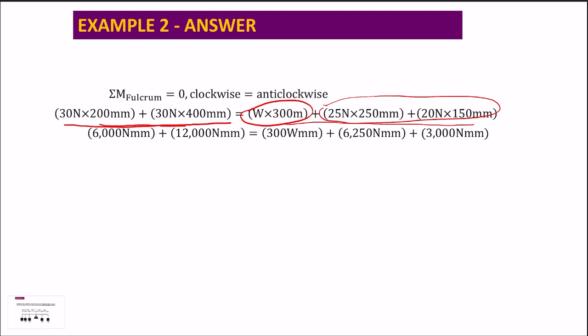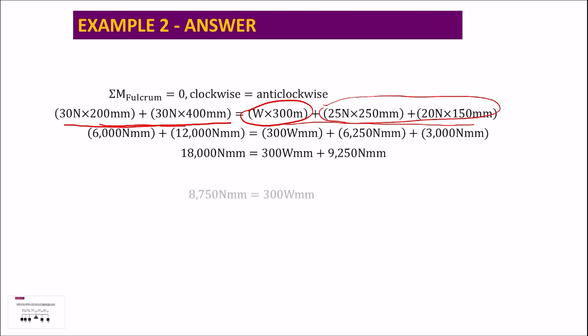So kita solvekan everything. 6,000 Newton mm plus 12,000 Newton mm for clockwise moment. And for anti-clockwise moment, you have 300 W, sebab kita nak cari W, so W it is unknown. Plus with 6,250 Newton mm plus with 3,000 Newton mm. So simplify all this, then you get something like this.